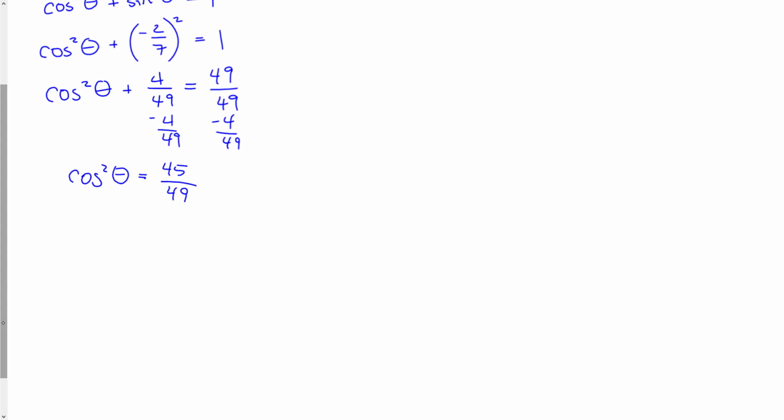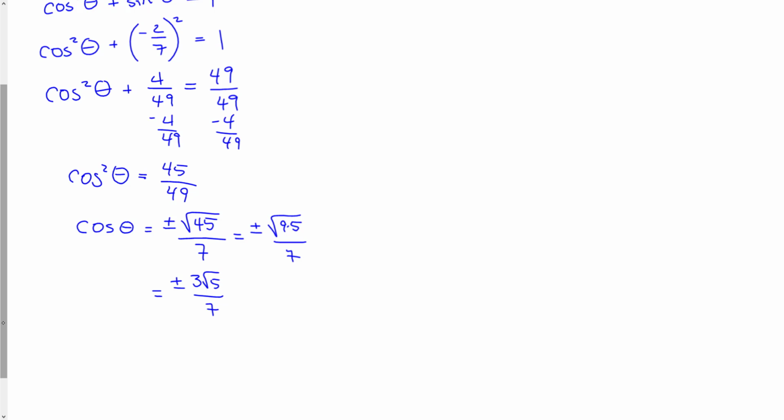And to get cosine by itself, I need to take the square root of both sides. So cosine theta equals the plus or minus square root of 45 over the square root of 49. The square root of 49 is 7, so I'm going to go ahead and reduce that. But 45 can be reduced. So 45 can be written as 9 times 5. So I can write this as plus or minus 3 square root of 5 over 7.